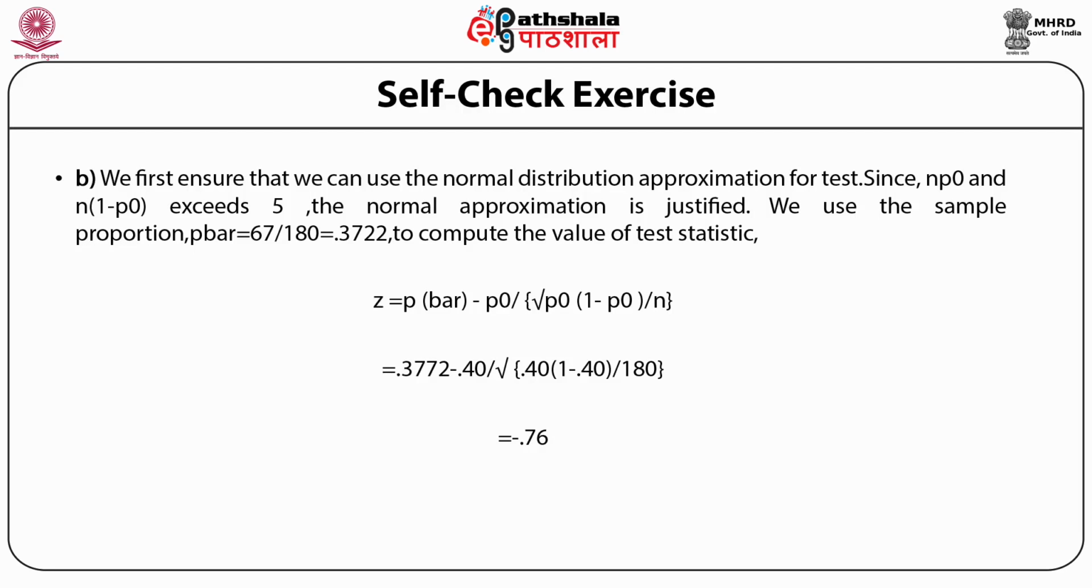The test statistic we are going to calculate by using the formula related to proportion. By putting the respective values in the given formula, we get a value of minus 0.76. How have we calculated P bar? P bar is calculated by dividing 67 households by the total number of households, so P bar is 67 upon 180, which is equal to 0.3722. You should also see that we have checked the assumption that the value of n p0 and the value of n into 1 minus p0 should be greater than or equal to 5. If you check these values, you will see that both are greater than 5. It means that we can go for this test statistic.